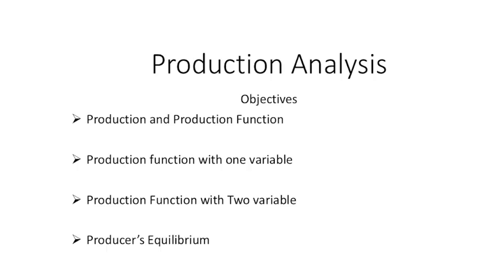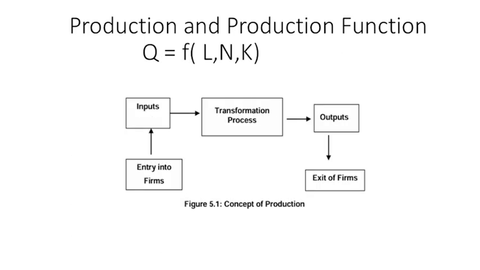Now we can see this is the block diagram of a production. Here the inputs enter the market. These inputs consist of fixed factor inputs and variable factor inputs. Then it undergoes a transformation process. After that, the physical output is produced, which directly exits from the firm.